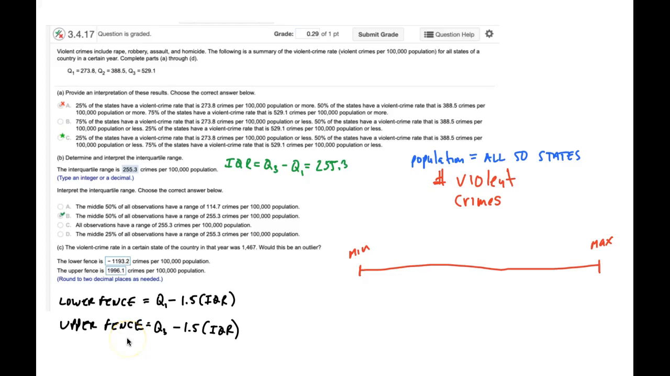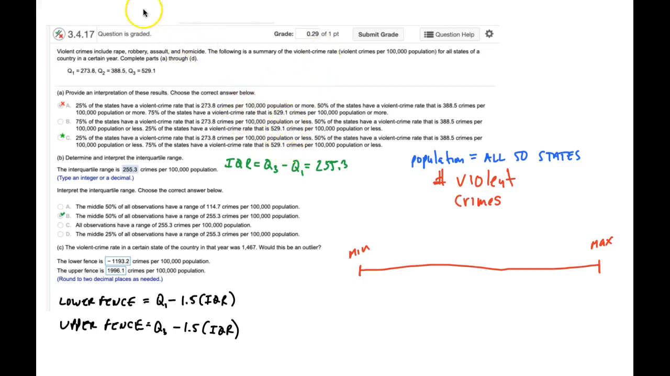This is the solution to problem 3.4.17. It's related to quartiles, the meaning of quartiles, how they're related to percentiles, and outliers. So it's a really good question to understand conceptually. Looking at one that's been partially solved here, we have some data.